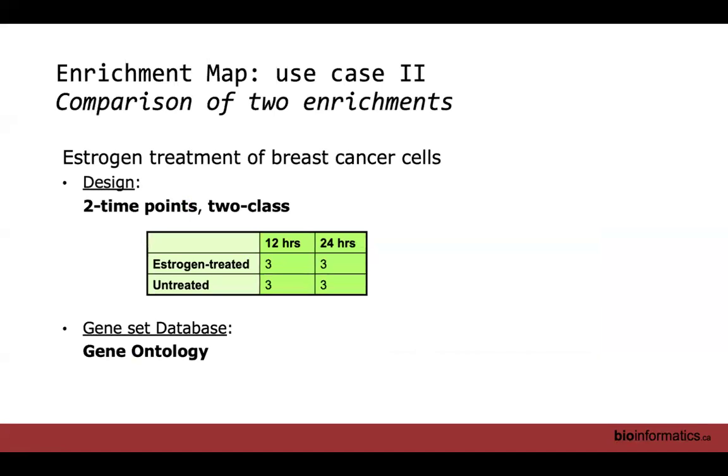Now, another use case is the two-dataset case, the comparison of two different data sets. Over here, instead of using just one of the time points, I'm going to use both time points. For each of these time points we've generated a different ranked list, and GSEA has been run on each one using gene ontology, but now we're going to visualize both of these results together. This gives us a whole lot of other features of enrichment map that I can highlight.